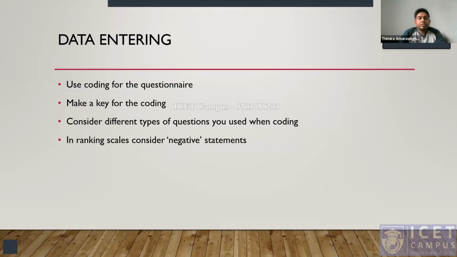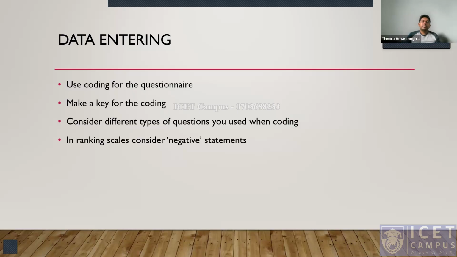Now, like I showed you, when you are coding, you have to think about different types of questions you used. If you used a numeric scale, 0 is low, 10 is high, add higher numbers to the higher levels, because when you see the higher numbers, you know it is a higher level. If you are doing a ranking scale, like 1 is low, 5 is higher, then you have to keep that in your coding key as well. These numbers indicate levels.